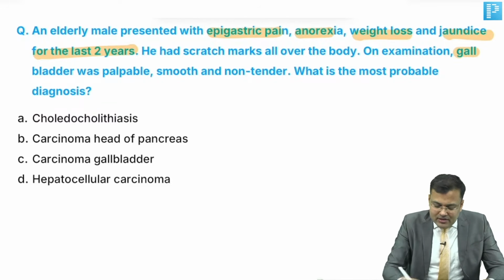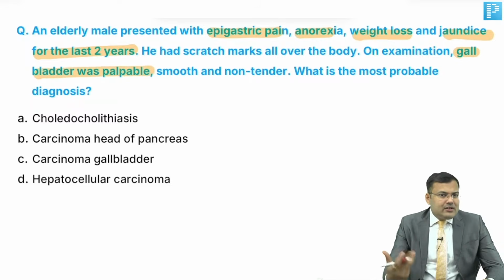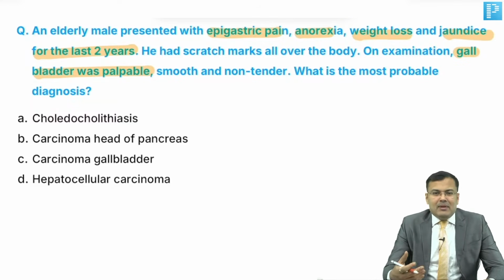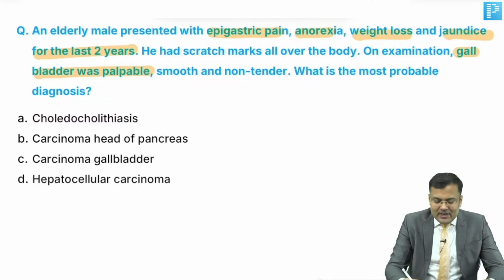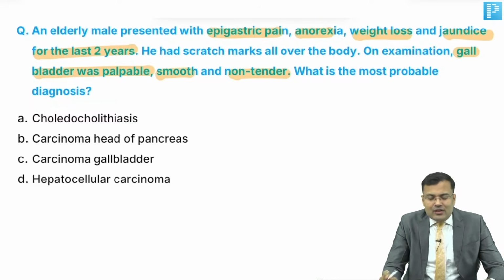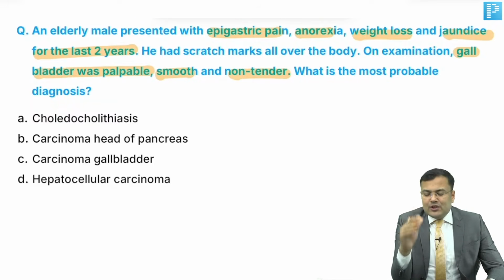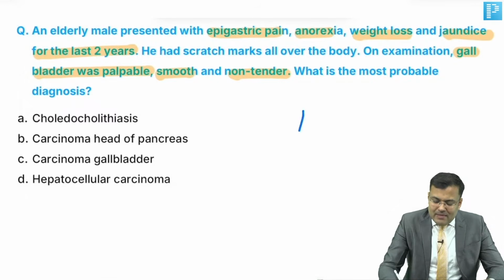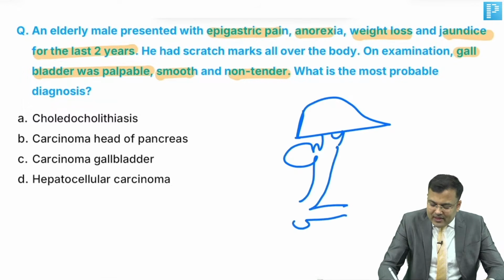On examination, gallbladder was palpable. Courvoisier's law. In a case of obstructive jaundice, gallbladder is palpable because of periampullary carcinoma. It is smooth, non-tender. So this patient must be having periampullary carcinoma. And what are the malignancies included in periampullary carcinoma? Ampulla, you can see this is the ampulla.